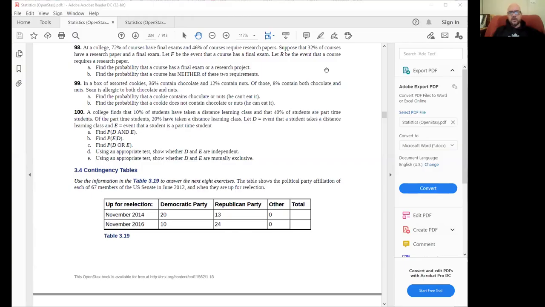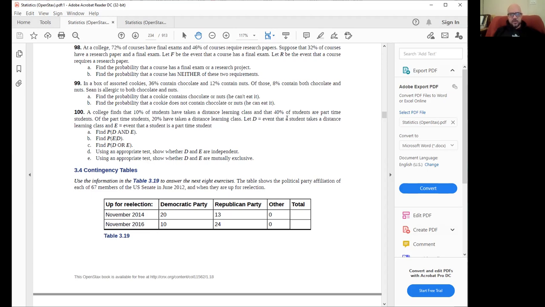First assignment. The first problem on the assignment is number 100, so we're going to start there. College finds 10% of students have taken a distance learning class. 40% are part-time students. Of the part-time students, 20% have taken a distance learning class. So that's a conditional probability, right? Of the part-time students means that within just the part-time students, we're restricting our sample space to the part-time students. Within that, 20% have taken a distance learning class.